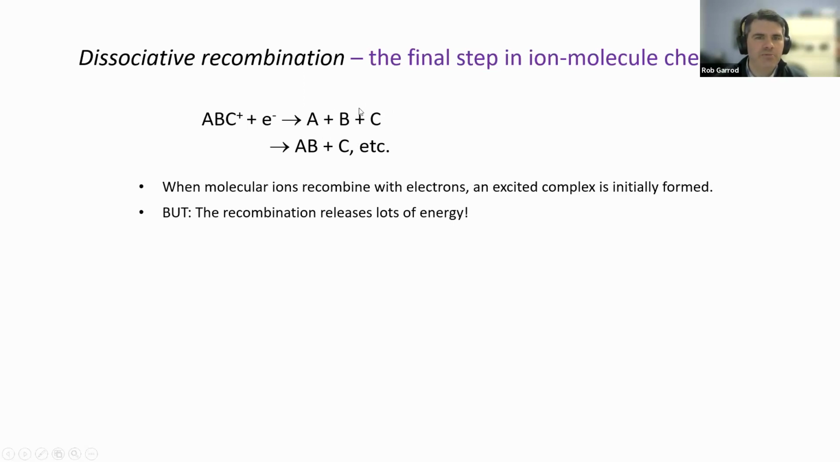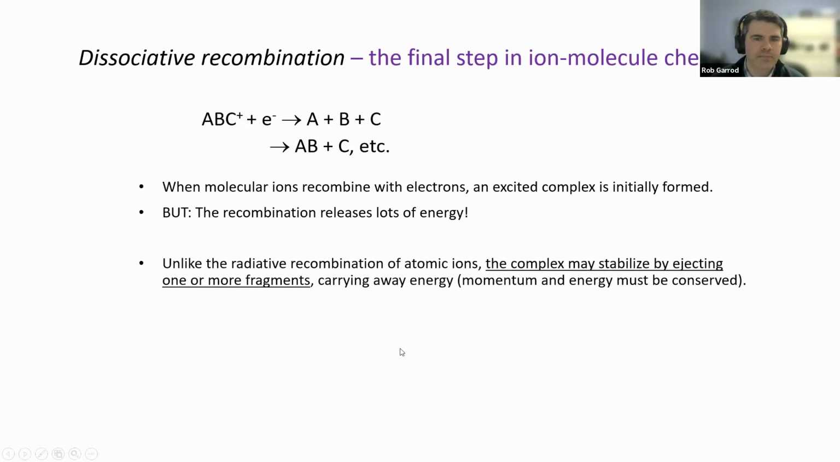So you could break up a molecule into multiple pieces, or you could kick off just one atom, perhaps, and that may be enough to stabilize the products. In fact, that turns out to be a very important process when we can kick off a hydrogen atom from what was an ion. We can end up with a stable neutral product at the end of it.